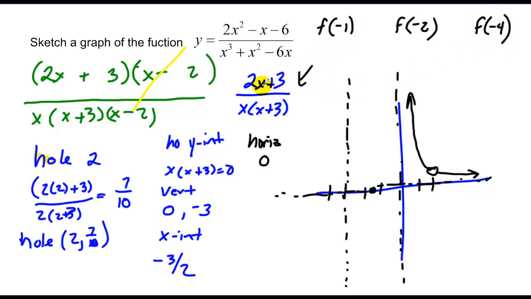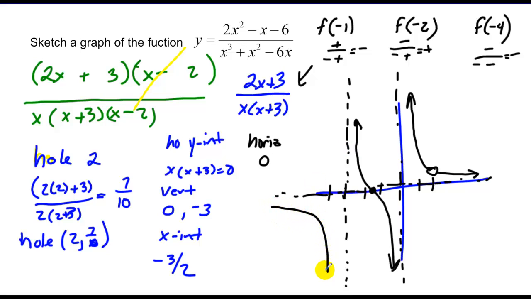When I plug in f of -1 to this equation, I get a positive over a negative times a positive, which equals a negative. So at -1, this is down below, goes something like this. At -2, I get a negative over a negative and a positive, which equals a positive. So this has got to come up. And then at -4, I get a negative over a negative and a negative, which equals a negative. So this is going to be down. And that's all she wrote.